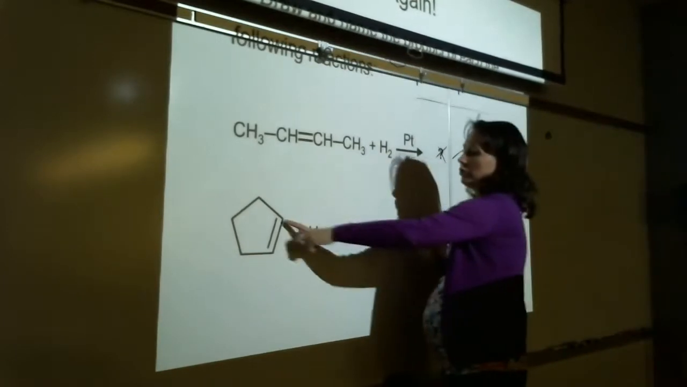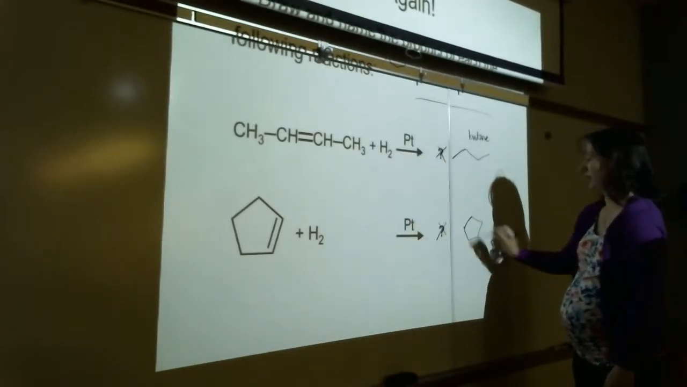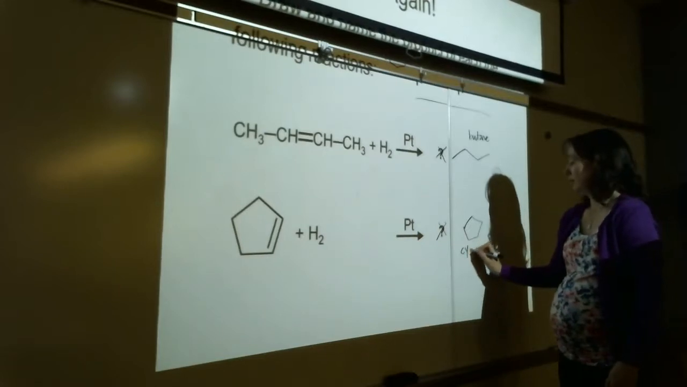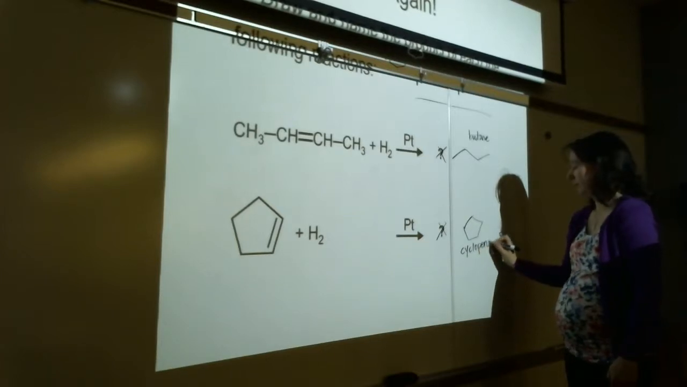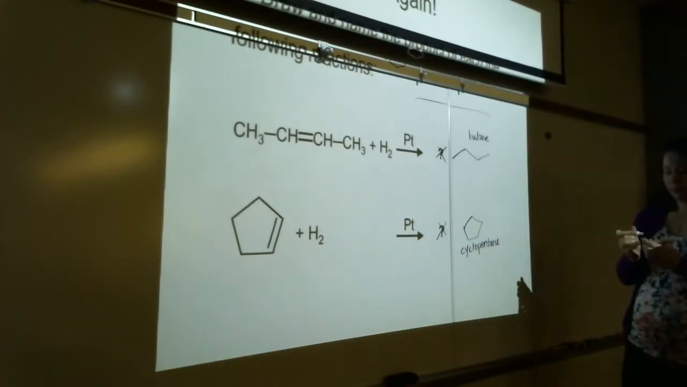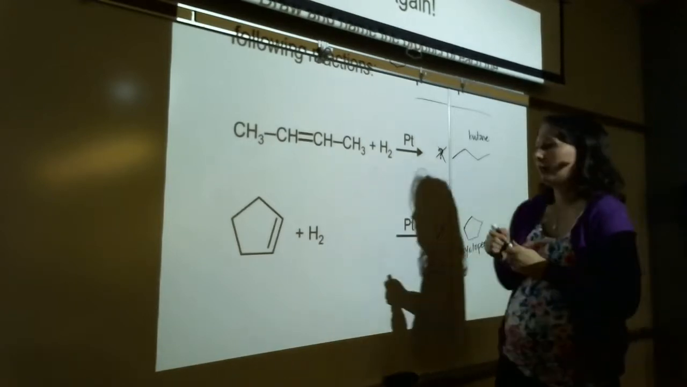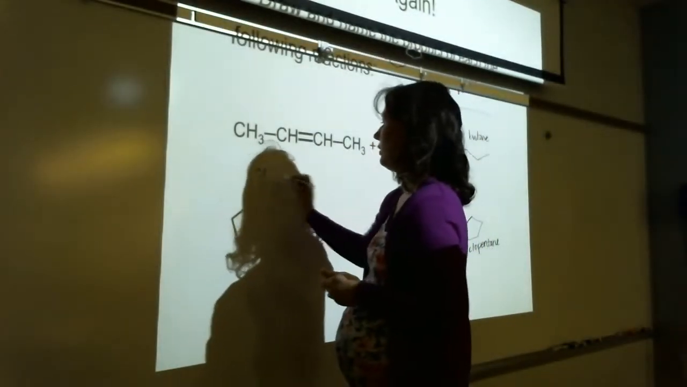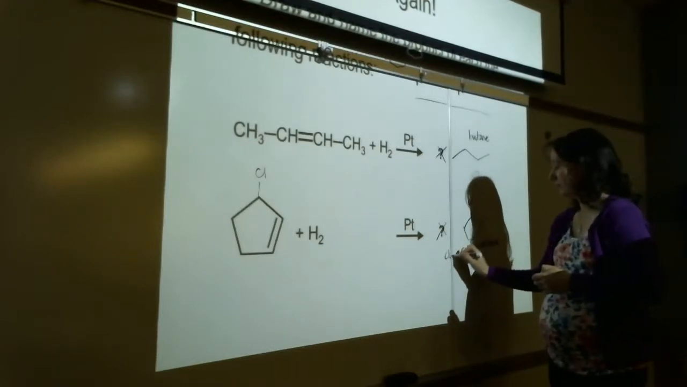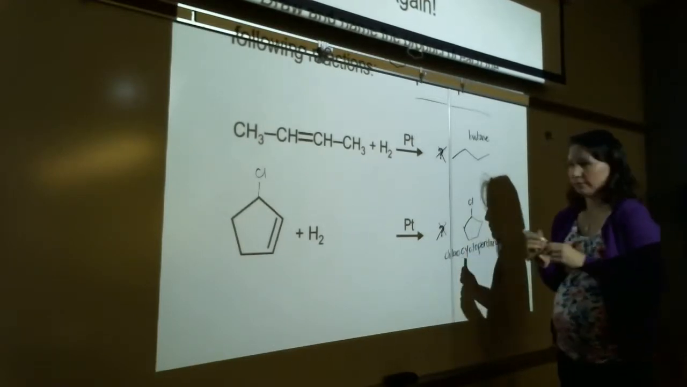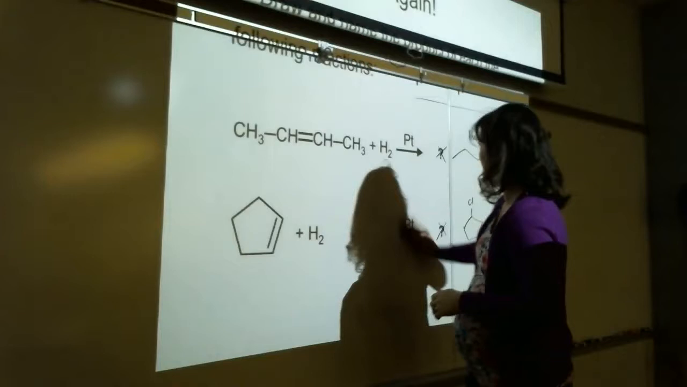Here, one hydrogen's going here, one hydrogen's going here. So my product is just gonna be what? Cyclopentane, right? You good on how we did these two? And again, if there were any substituents, those substituents would come along too. Any substituents would go along with it. Okay.